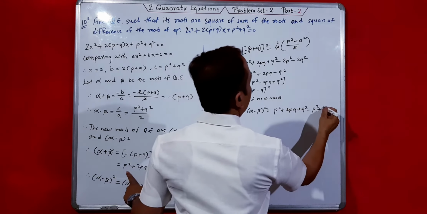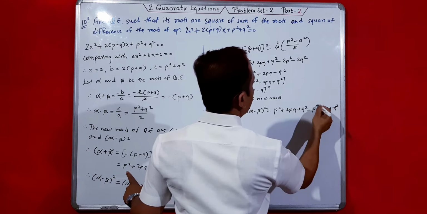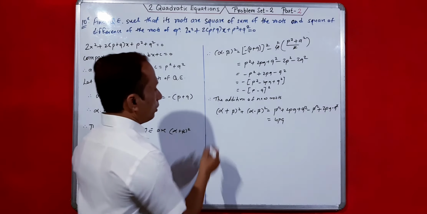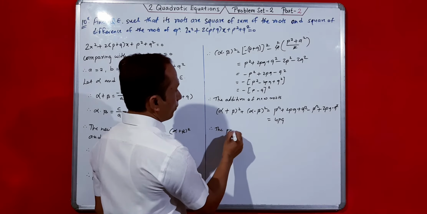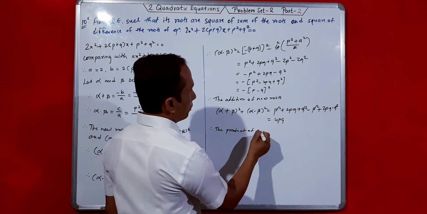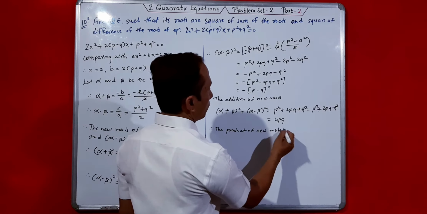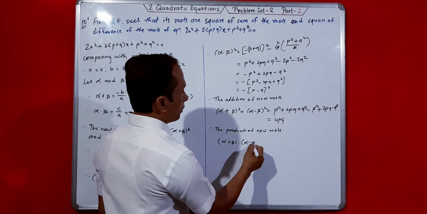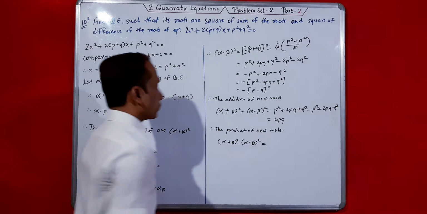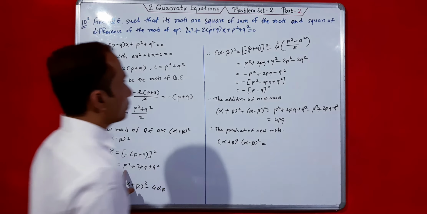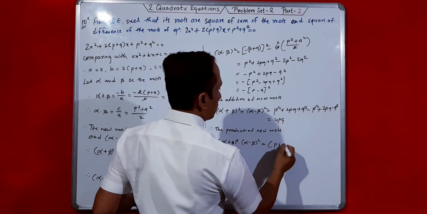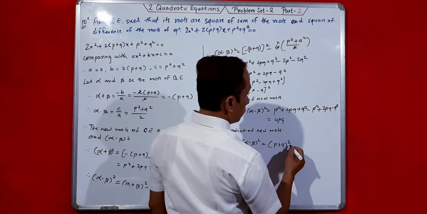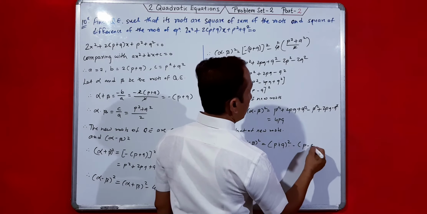Okay, pq and this minus q square, so this cancels, so you'll get 4pq. And now the product of the new roots. You have to find the product, so (alpha plus beta) into (alpha minus beta) bracket square. Now use this: this is (p plus q) bracket square. If I write this again, this one is into (minus p minus q) bracket square.